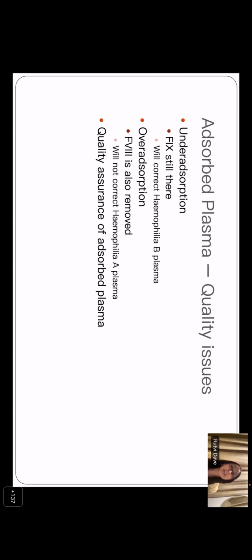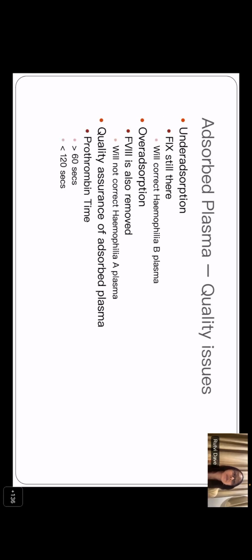So it is very important to ensure the quality assurance of adsorbed plasma. This can be done by performing a simple PT on the adsorbed plasma that you have prepared. If the prothrombin time on the freshly prepared adsorbed plasma is more than 60 seconds and less than 120 seconds, it tells you that you are dealing with a good quality adsorbed plasma. It is neither under-adsorbed nor over-adsorbed.